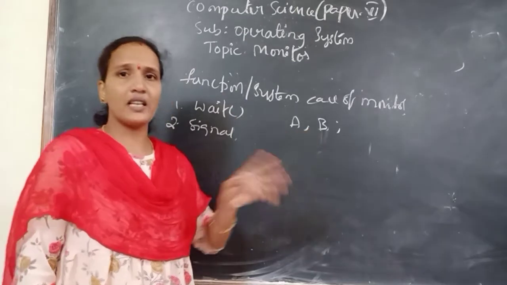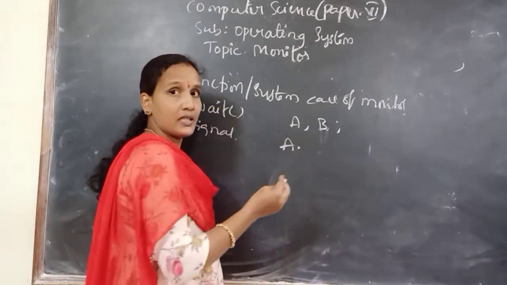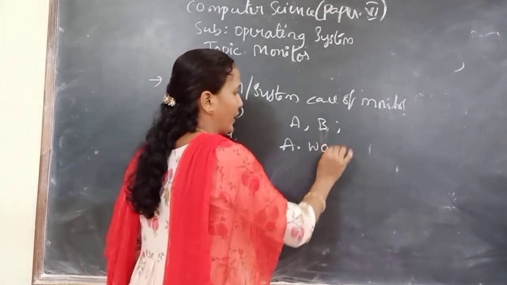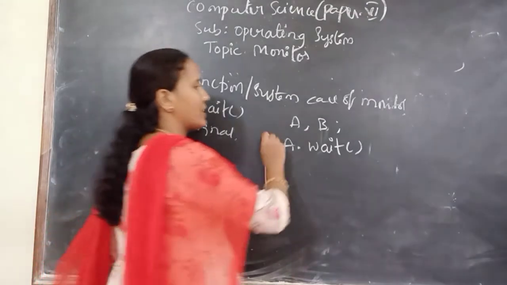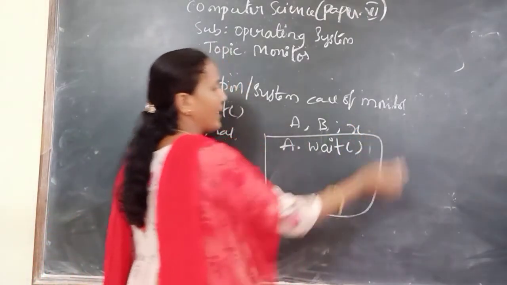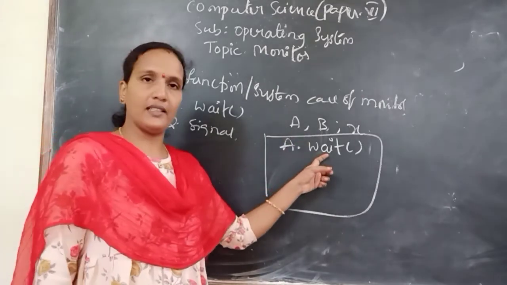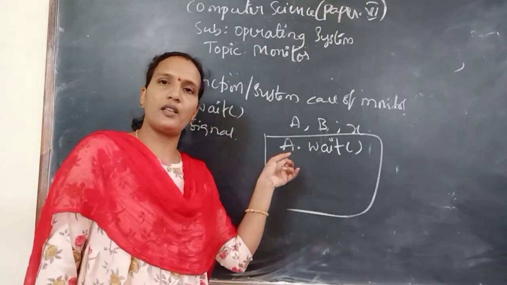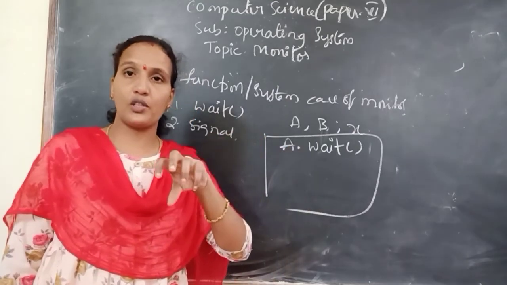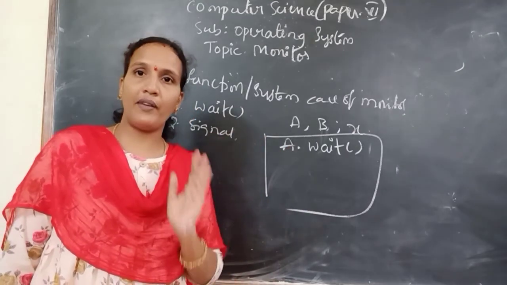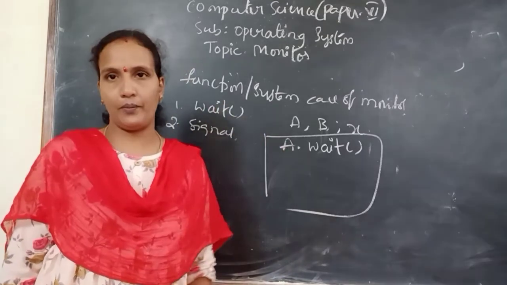Say, for example, one process gives a.wait. Let the process name be X. X is the process and it gives a wait system call on a conditional variable. So that process should be suspended. And where do we store that suspended process? In a suspended block we are storing it.